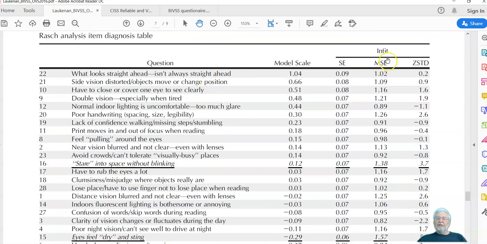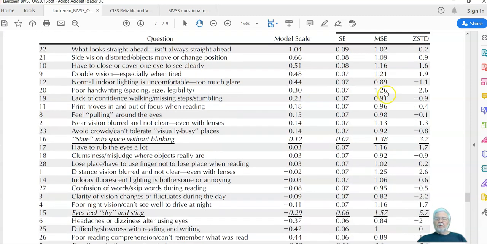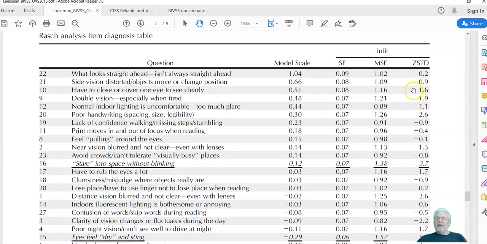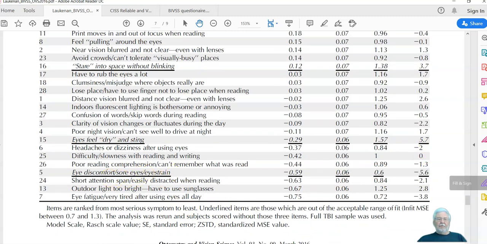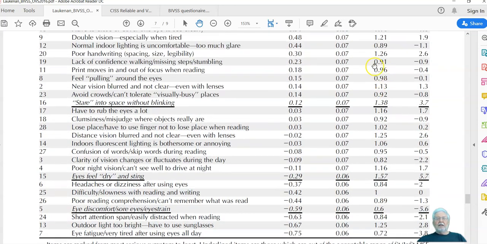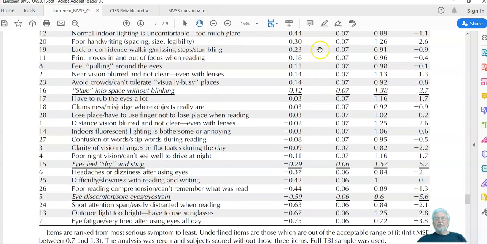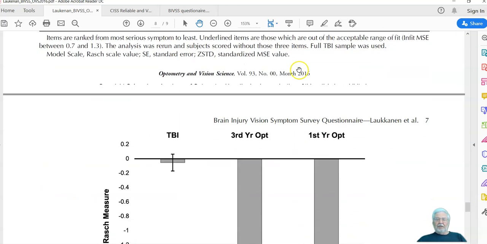The Rasch analysis looks at each question. This was what we were talking about, eliminating questions. And it says these are z-scores on how much of an outlier each question is with respect to its scale. And we see that staring into space without blinking is not a very good question. Eyes feeling dry, not a good question. Five standard deviations out. Eye discomfort, sore eyes, eye strain, not a good question. So the Rasch analysis does an item analysis that says, okay, some questions are good, some questions are not related to this one single underlying unobservable dimension.